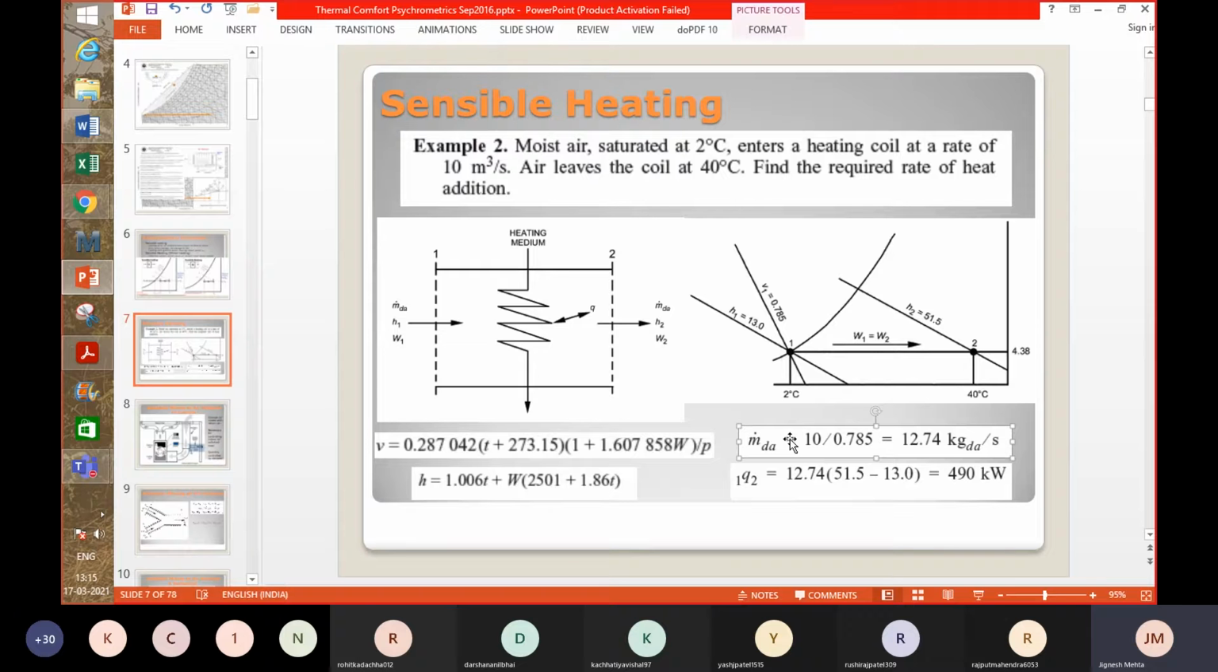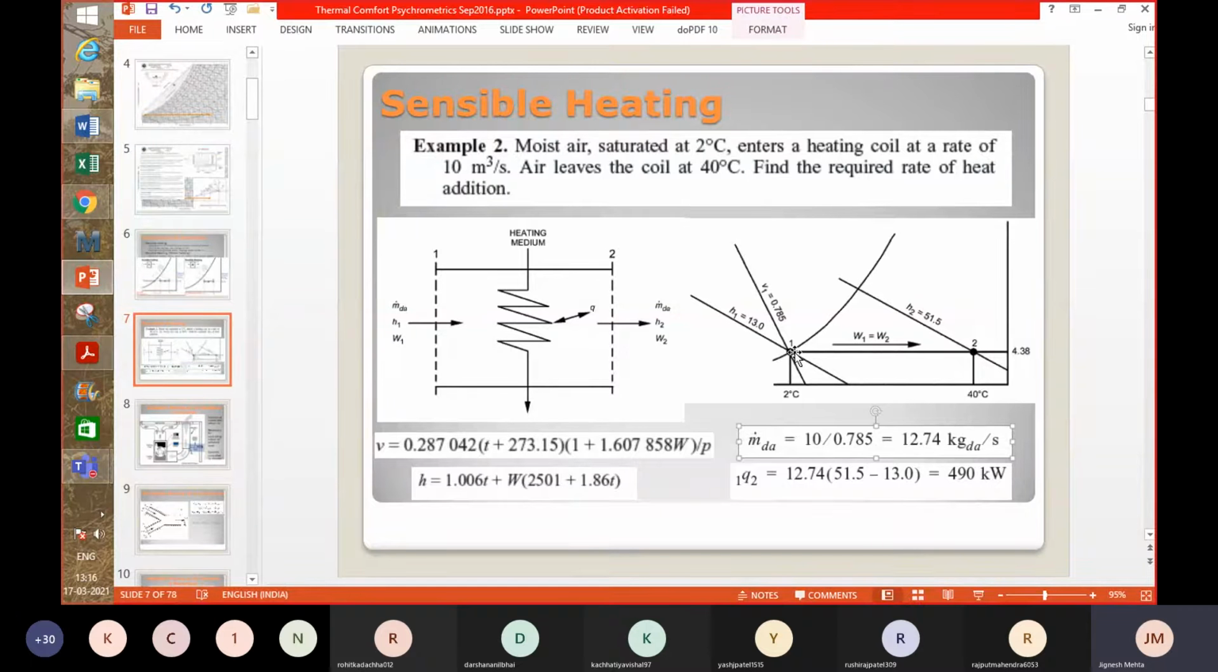Now you want to find out the heating rate. Either you can do m Cp delta T, because this is only sensible heating, mass flow rate into Cp of air into change of temperature of air, or enthalpy is a general property, right? Whether it is sensible heating or cooling, or it is purely latent, or it is a combination of that, enthalpy will always give you the total heating rate or total cooling rate. Now here it's only sensible heating, so total heating rate or sensible heating rate is one and the same.